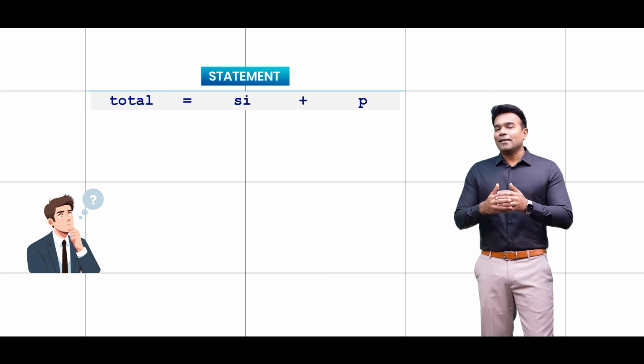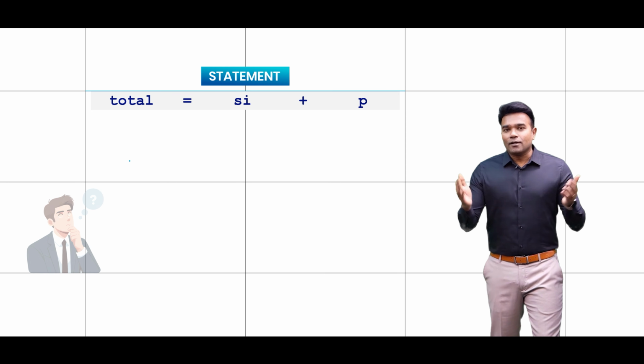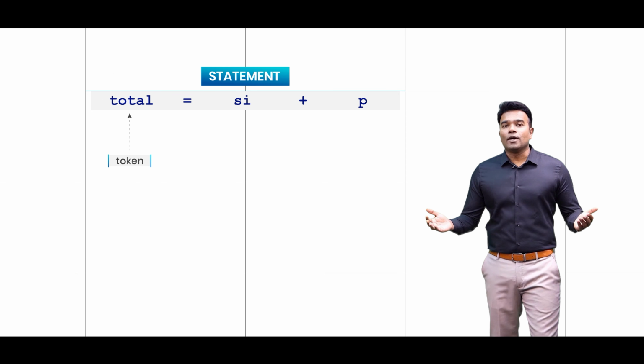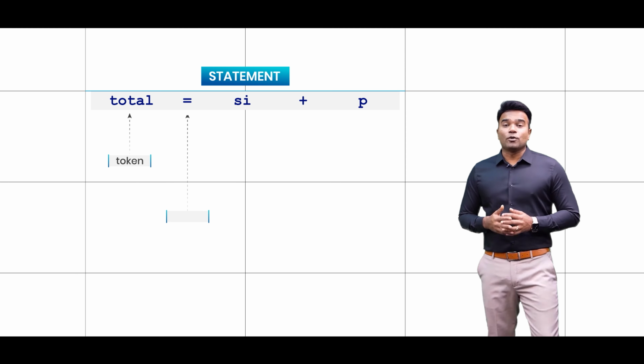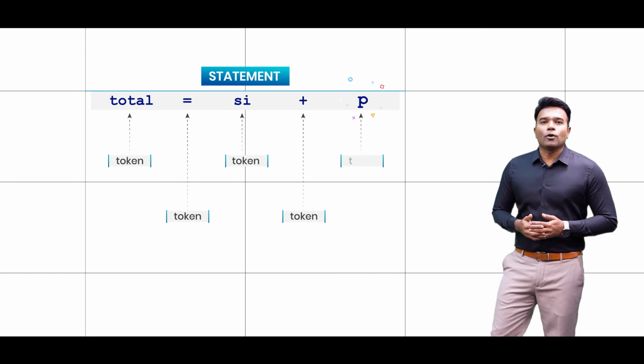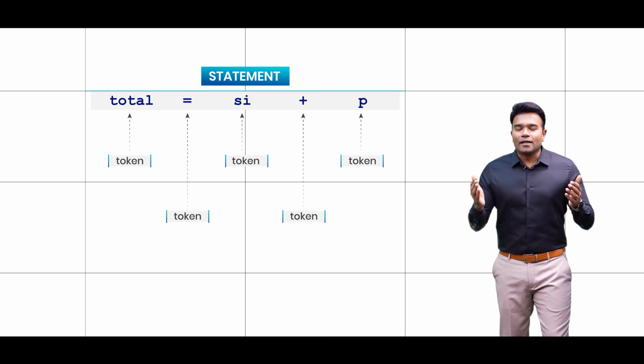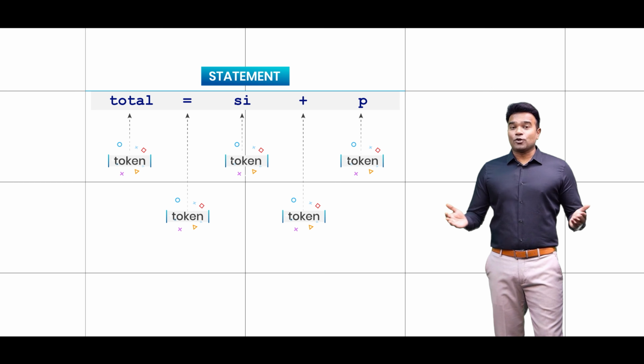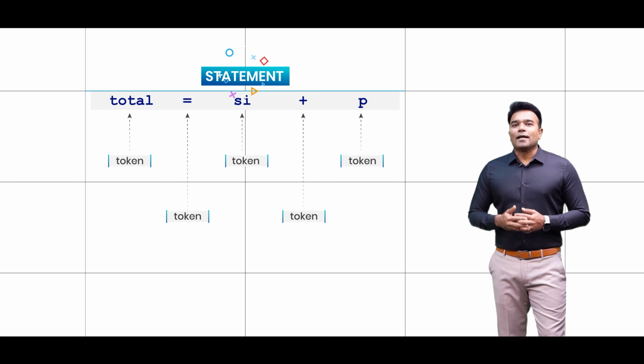But then what is this statement really made up of? Here, total happens to be a token. Equal to also happens to be a token. SI is a token, plus is a token, P is a token, and through this I am sure my learners are able to understand that it is multiple tokens put together that forms a statement.